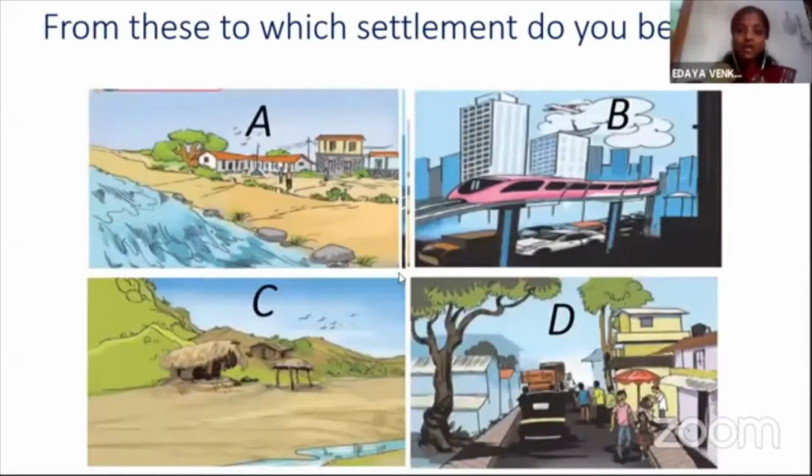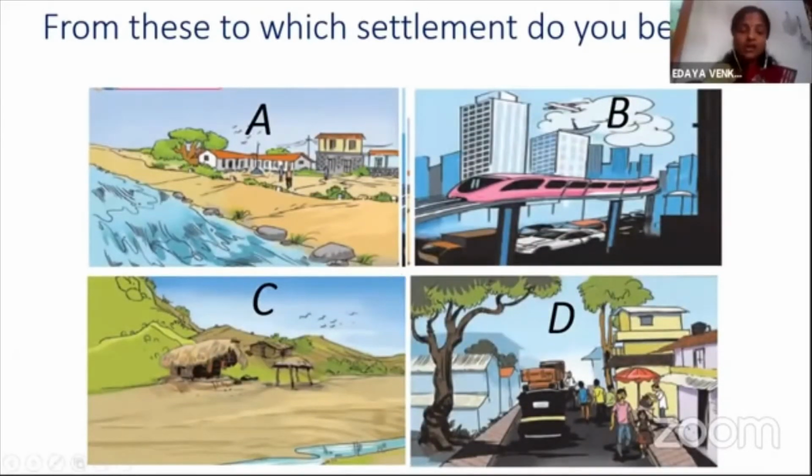Now, as I know, a lot of students have joined from across the state. We can see many students who may reside in settlement A or B or C or D. Okay, we will move to the next question.